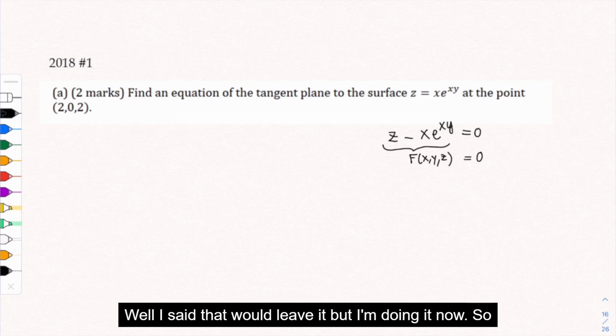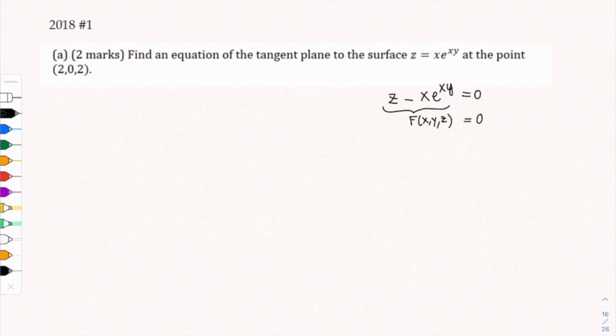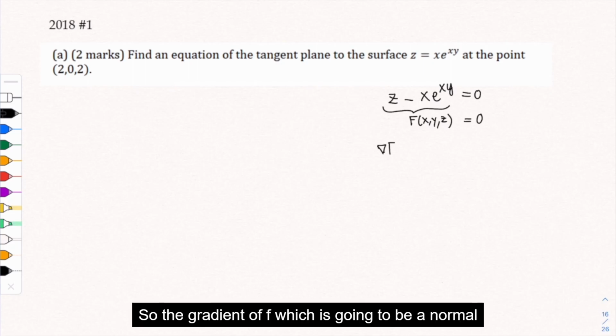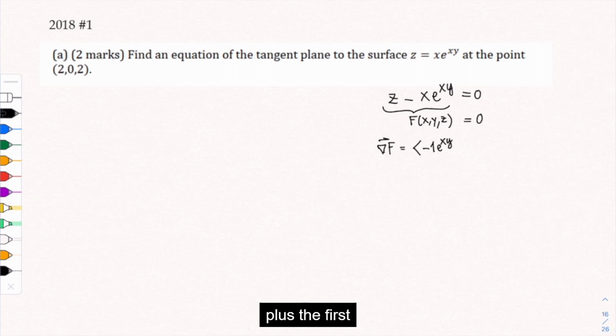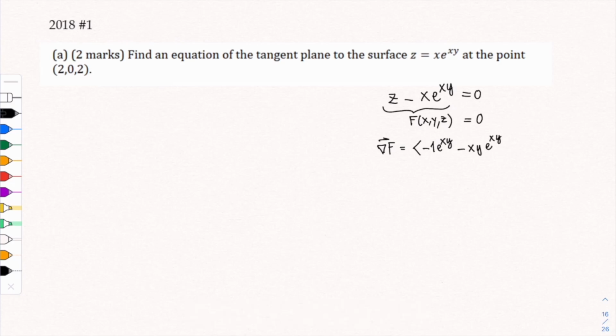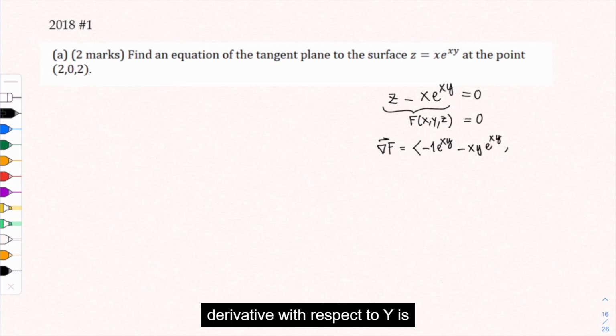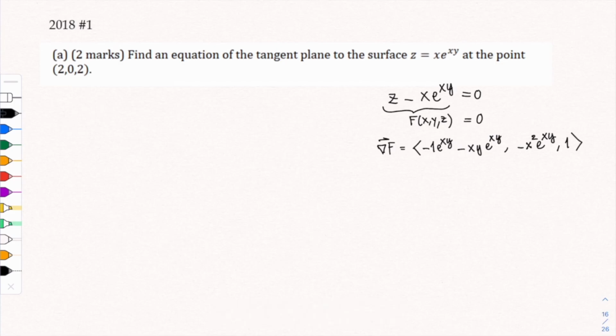Well, I said I would leave it, but I'm doing it now, so it takes a minute. Let's finish it. So the gradient of f, which is going to be a normal vector: the derivative with respect to x is the derivative of the first times the second plus the first times the derivative of the second. The derivative with respect to y is minus x squared e to the xy. The derivative with respect to z is 1.